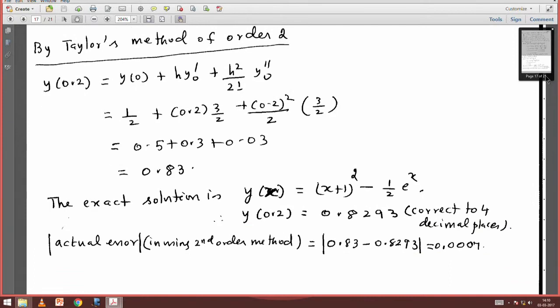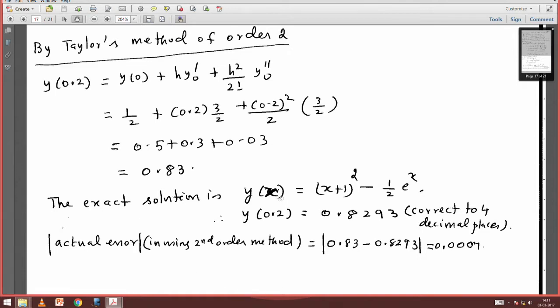So, we just require terms up to order of h square in the expansion, and we already have these values. We substitute and we get this value to be equal to 0.83. So, we have the solution y at point 0.2 using Taylor series method of order 2 turns out to be 0.83. So, let us see what the exact solution is.